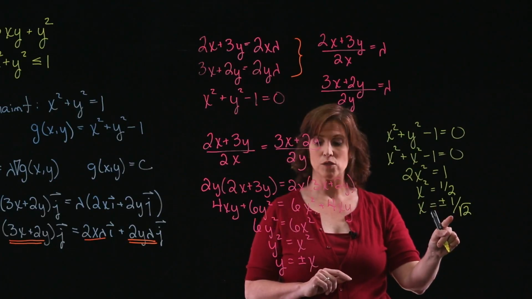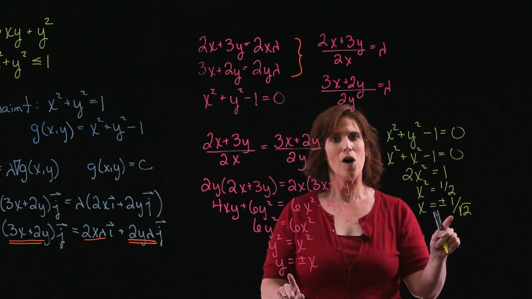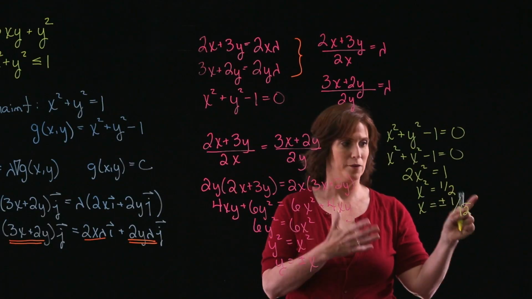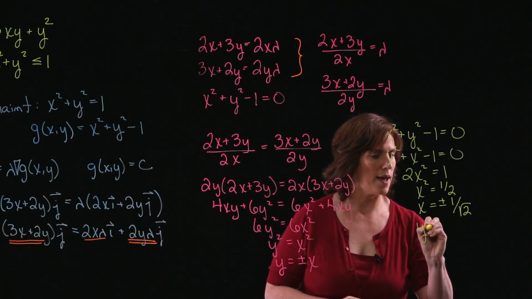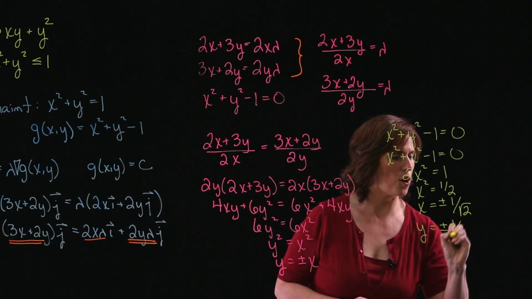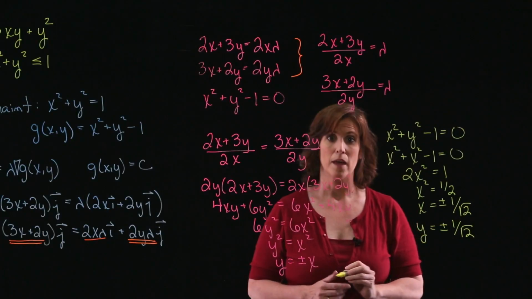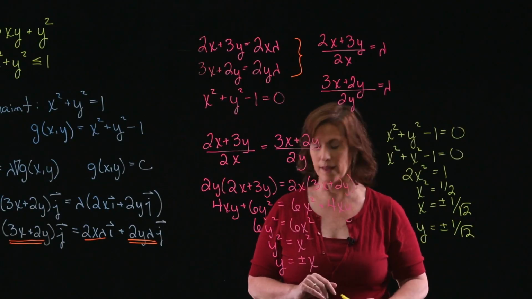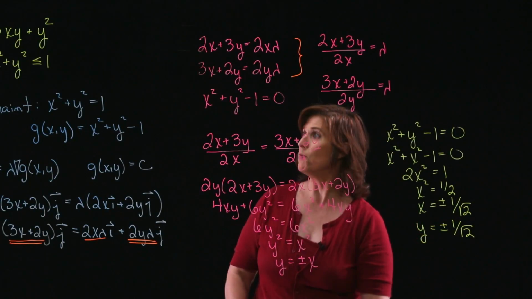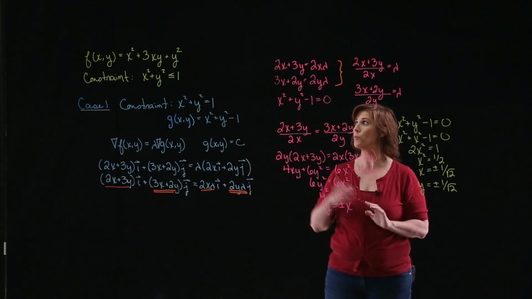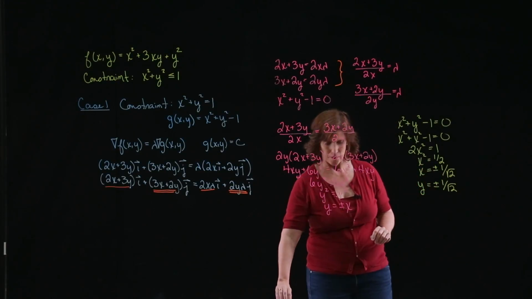Now, if x is 1 over the square root of 2, I know that y will also be plus or minus 1 over the square root of 2. So y equals plus or minus 1 over the square root of 2. So I have 4 different points that I need to consider here. So what I'm going to do is plug each of those 4 points into my original problem.